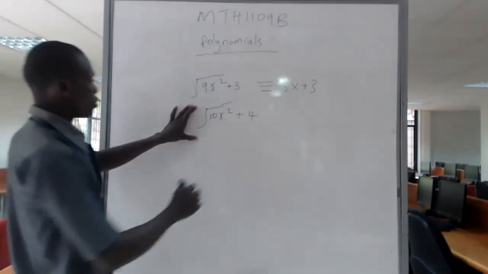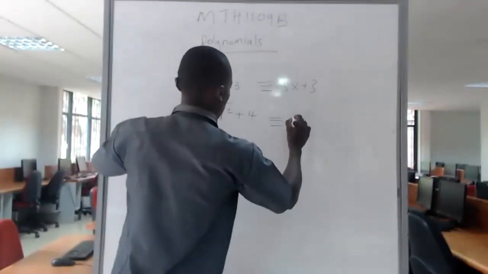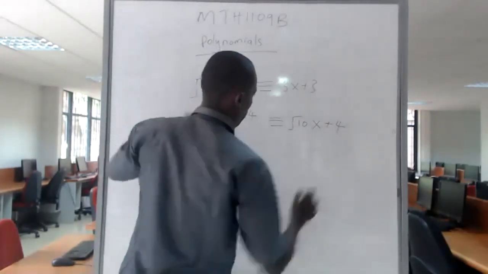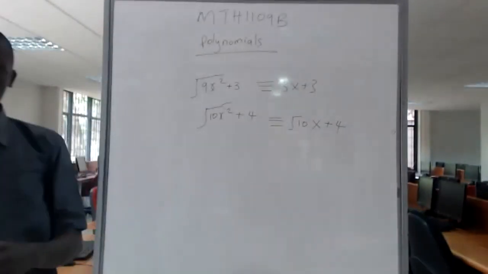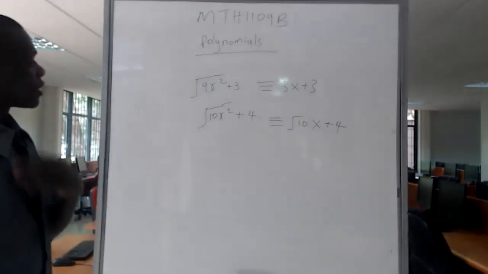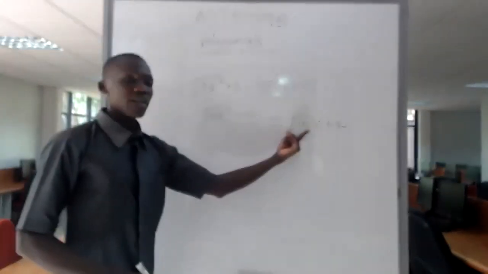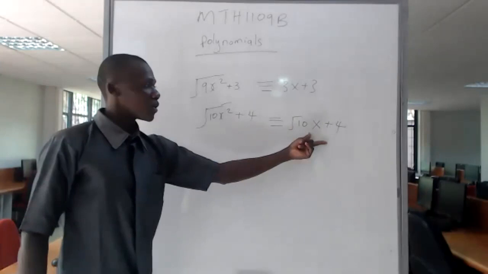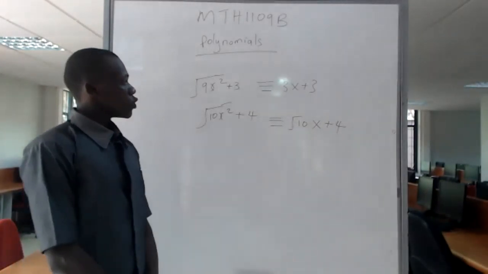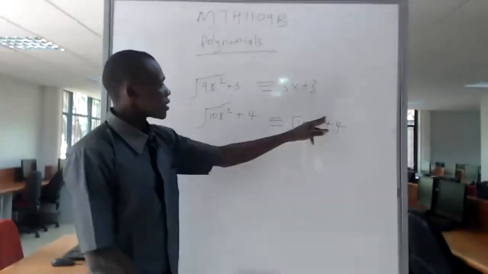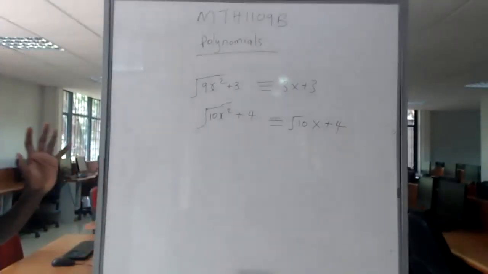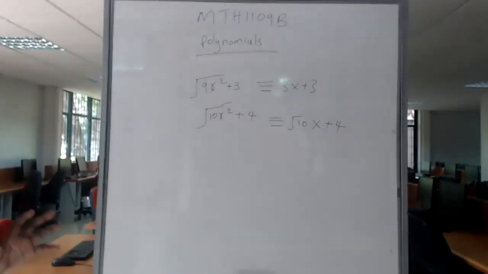Yes, this will be a polynomial because this is the same as square root of 10 x plus 4. Remember, square root of 10 is a real number. It will be irrational, as we have seen in the previous lectures, but square root of 10 is a real number. So this qualifies to be a polynomial. We're only interested in the powers. Is the power a natural number or a positive integer? If so, and as long as the coefficient is a real number, you get a polynomial.